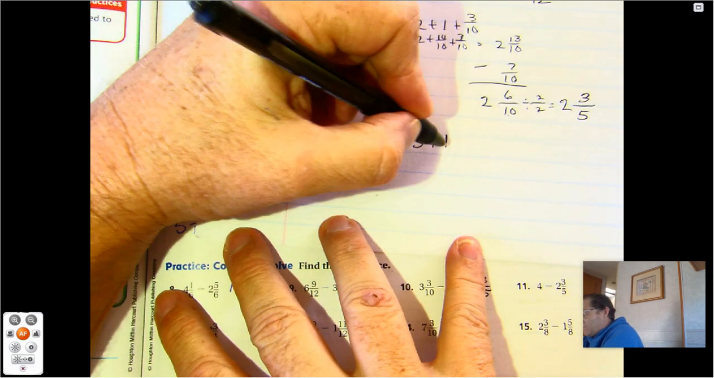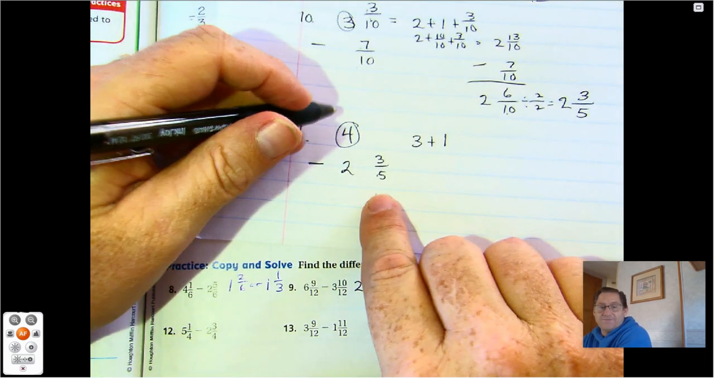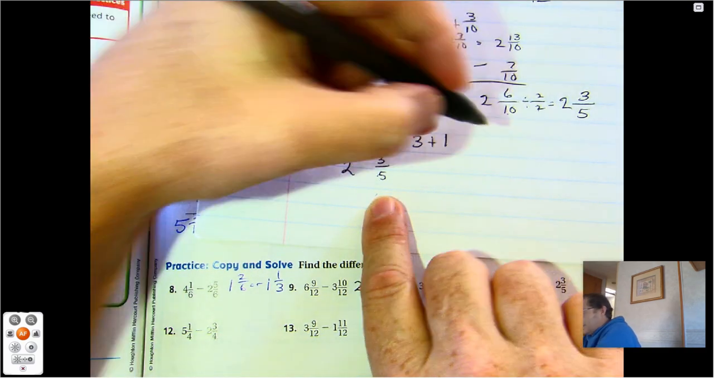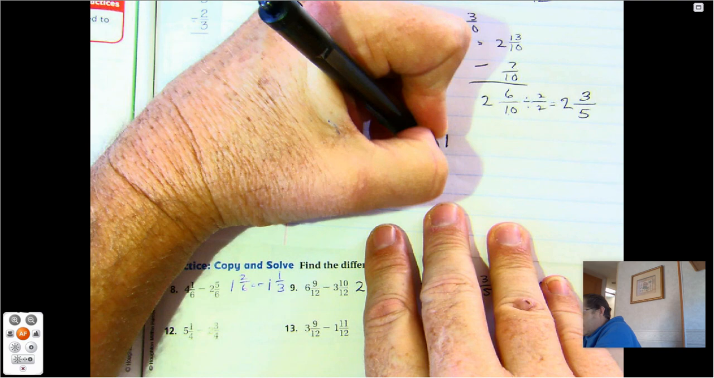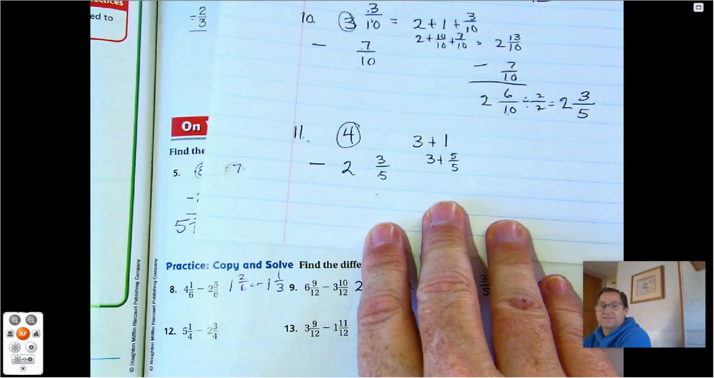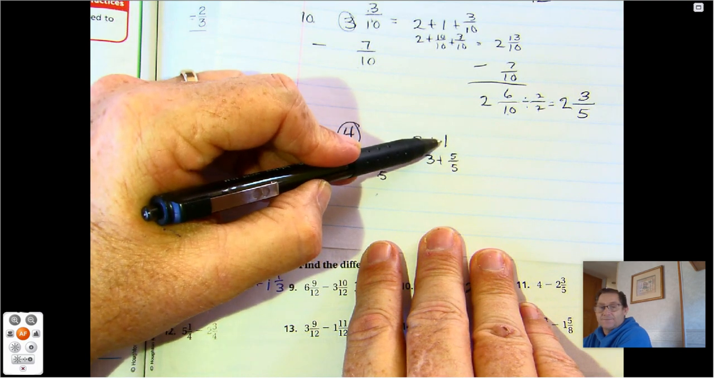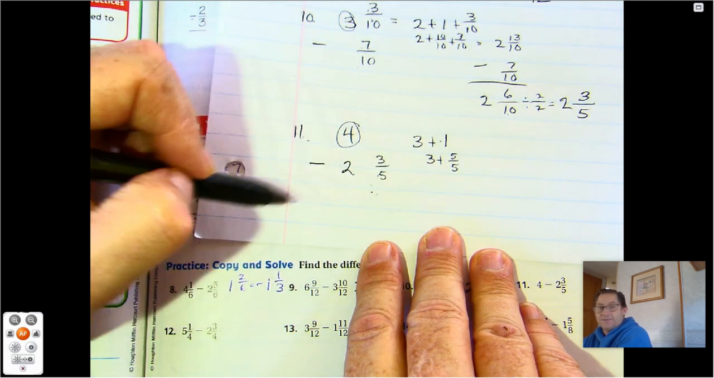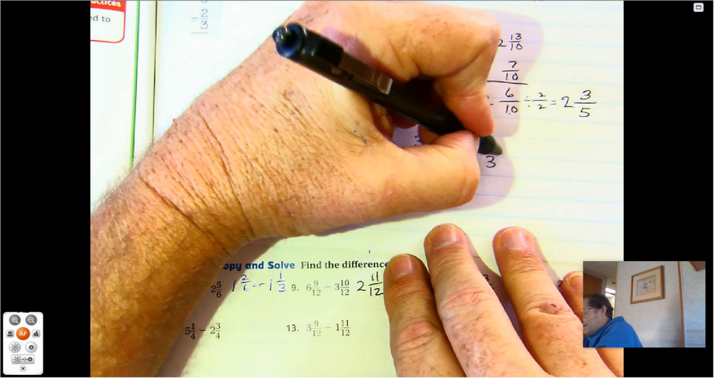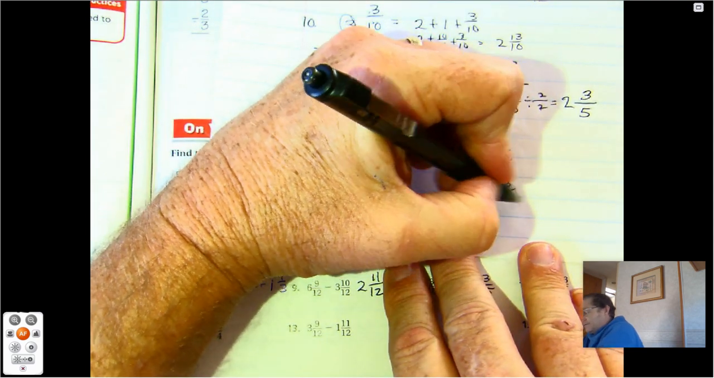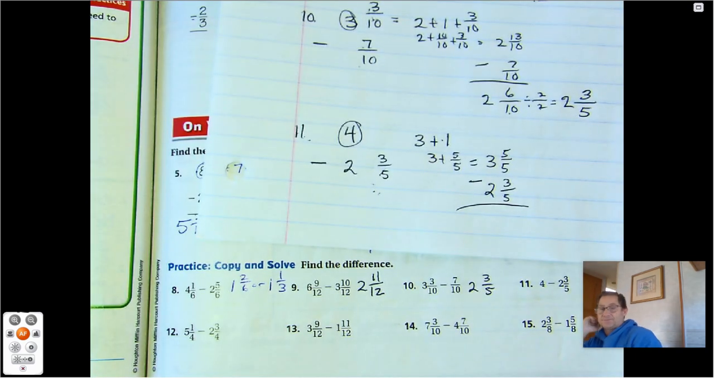Then I'm going to rename the 1 using the fifths of the second number that we're taking away. So I'm going to rename it as 3 plus 5/5. 5/5 is equal to 1. Now they have the same denominators. All right, so we have 3 and 5/5 take away 2 and 3/5.